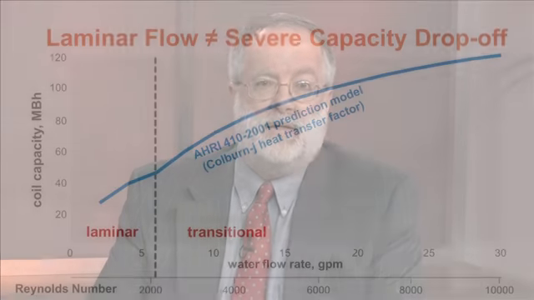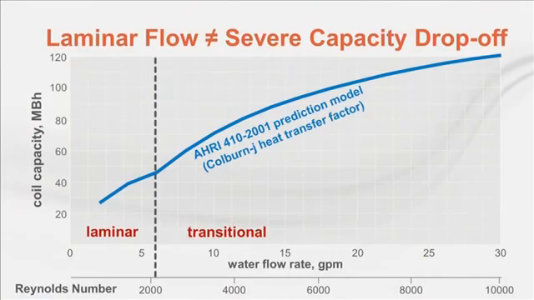The chart seems to depict a fairly large reduction in the heat transfer coefficient. While there is a reduction in performance as the flow turbulence moves from transitional to laminar, it is by no means as severe as the chart seems to suggest. This chart plots coil capacity on the y-axis versus water flow rate on the x-axis. The blue line is a performance model from the 2001 version of AHRI 410.